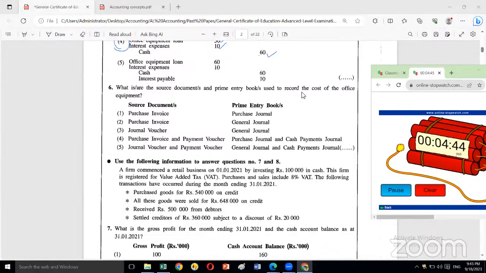Question numbers 6, 7, 8, and 9. Whatever you know, just give it a try. If you can finish the questions within the given time period, then only you can complete your exam on time.